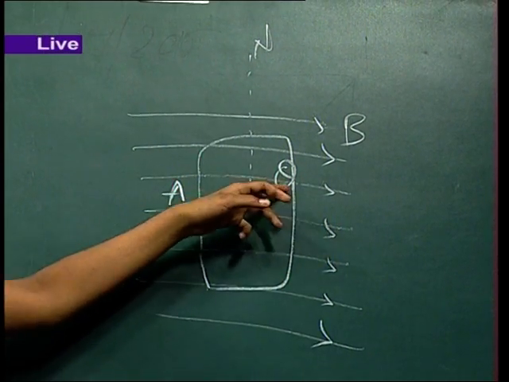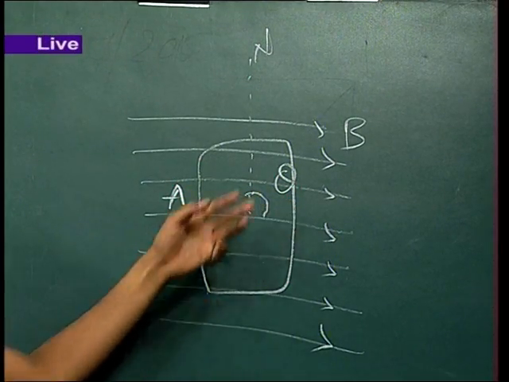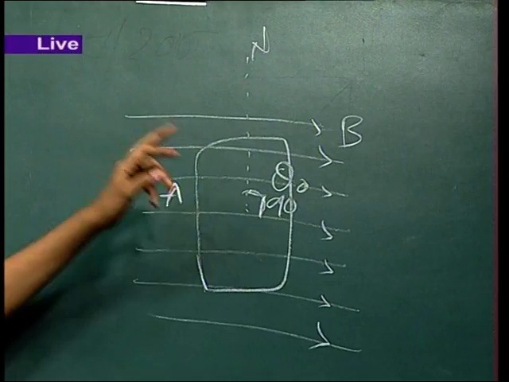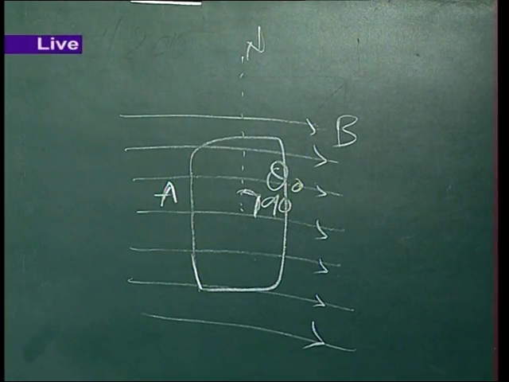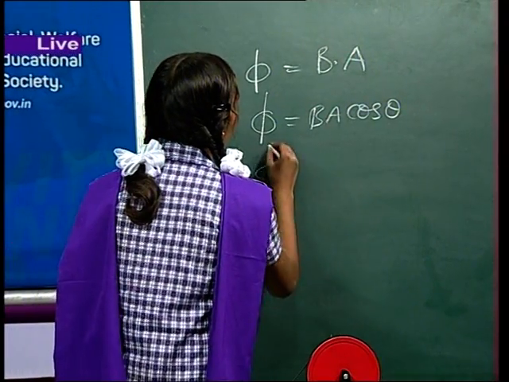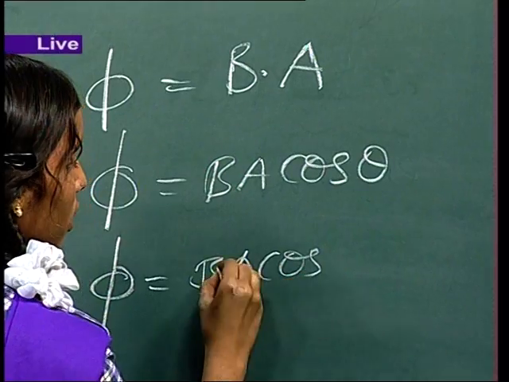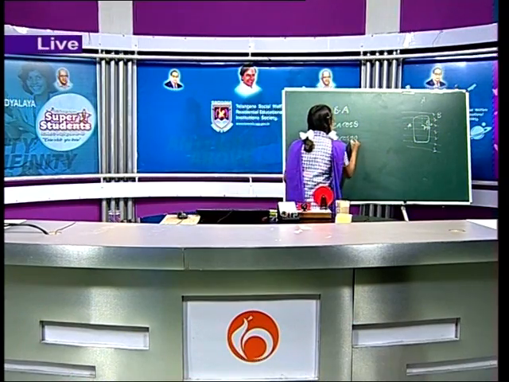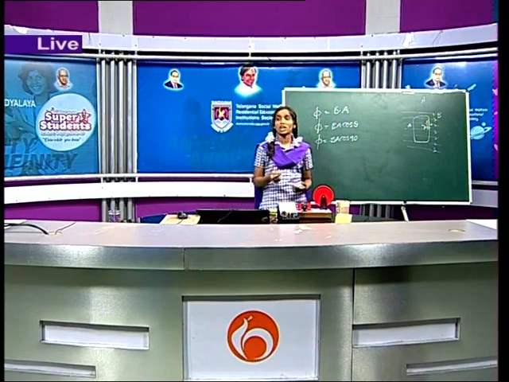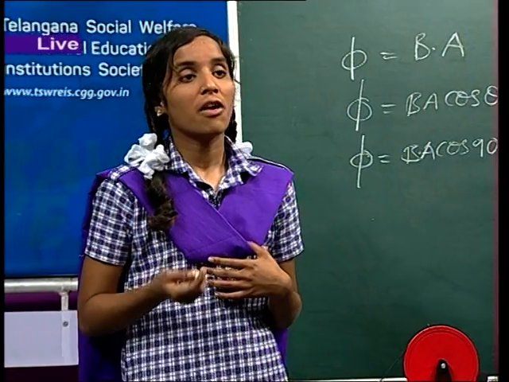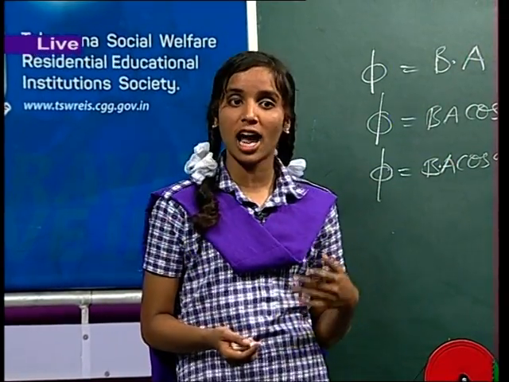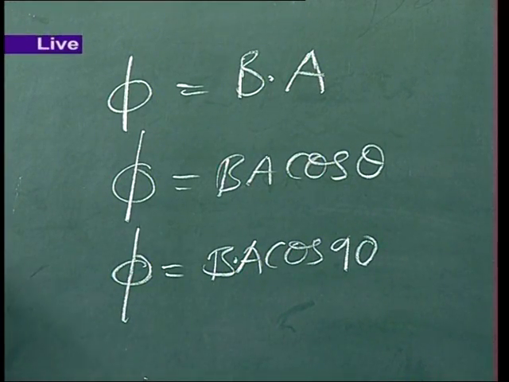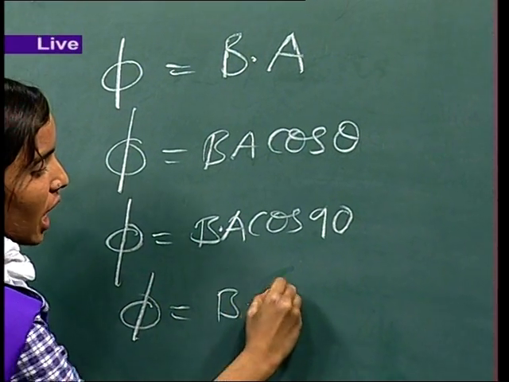Friends, can you say what theta is here? Yes, here it makes an angle of 90 degrees, so theta is equal to 90 degrees. Let us substitute this value of theta in the equation phi is equal to BA cos theta. So phi is equal to BA cos 90. In trigonometry in mathematics, we have studied sine values, cos values, tan values. So what is the value of cos 90? Yes, the value of cos 90 is 0.